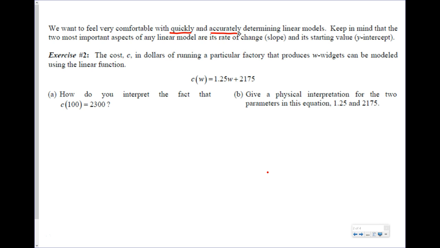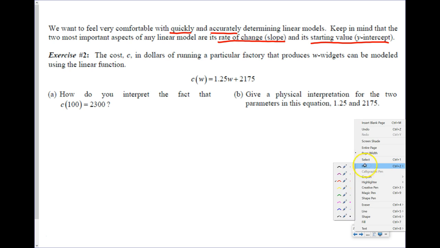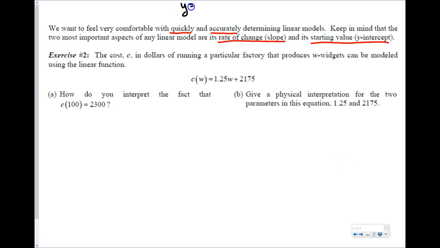Keep in mind the two most important aspects of any linear model are its rate of change, which is a slope, and its starting value, which is your y-intercept. Okay? In fact, at the top of the page, I'm going to write that. Remember, y equals mx plus b, where m is your slope, b is your y-intercept, but in terms of story problems, b is your starting value.